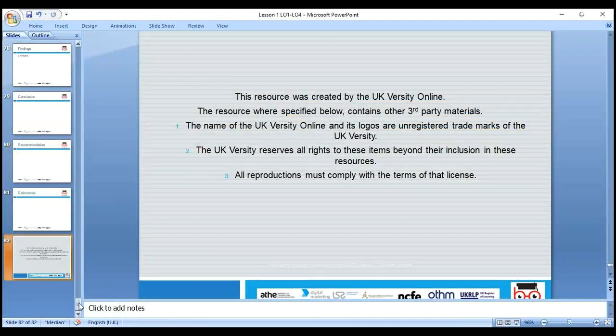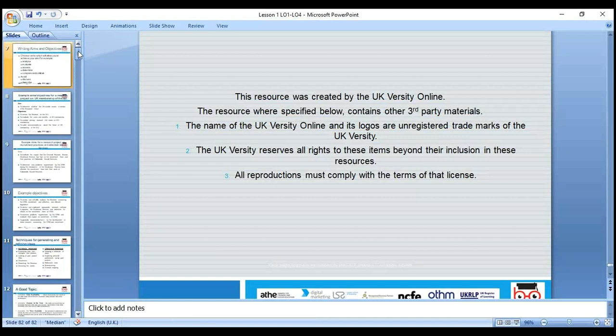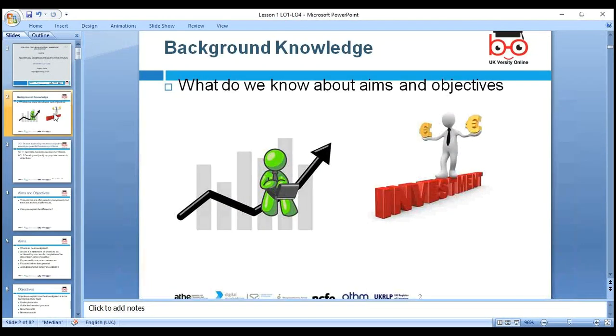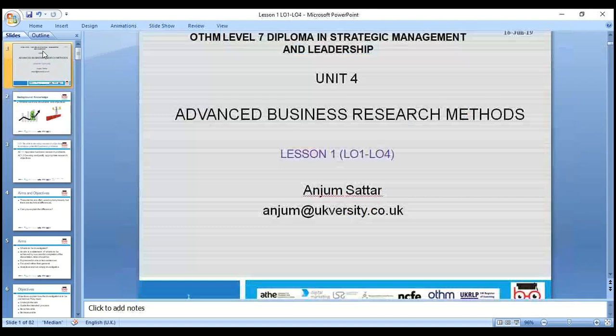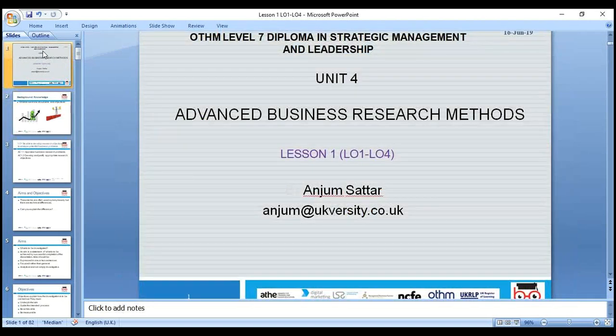Today's lesson we learned about the basic techniques of research, advanced research methods. We discussed how we can set aims and objectives, how we can explore the literature, the different research methodologies we can use, and data analysis methods. We also discussed how we can draw conclusions and recommendations and how we can make the proposal for the research as well. So that's all about this unit.